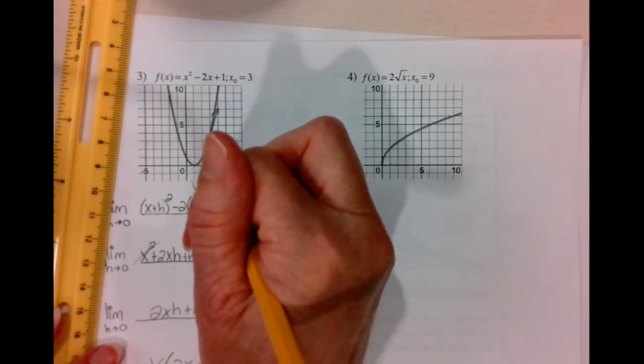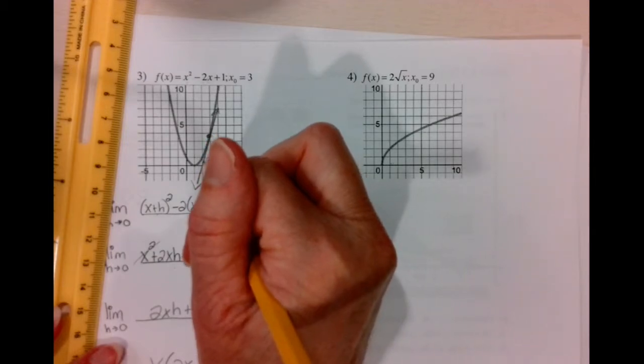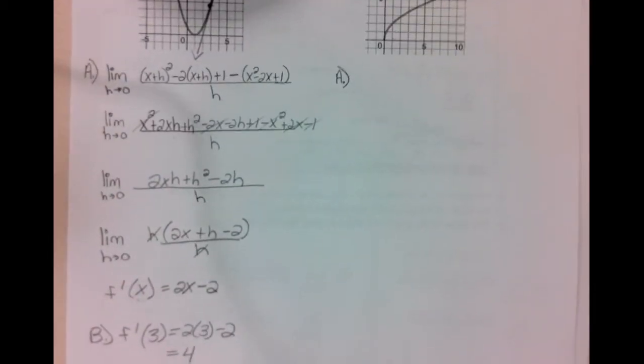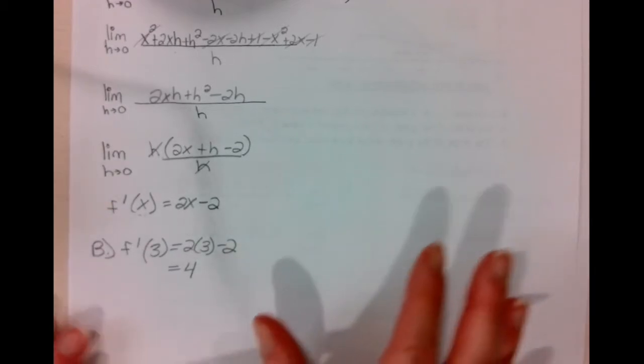So if we do it, 1, 2, 3 over 1. There we go. That's looking about 3-ish. Or sorry, 4-ish. I'm saying 3 because I'm at 3, but the slope is 4. And it's pretty close to 4. And that's what we care about.